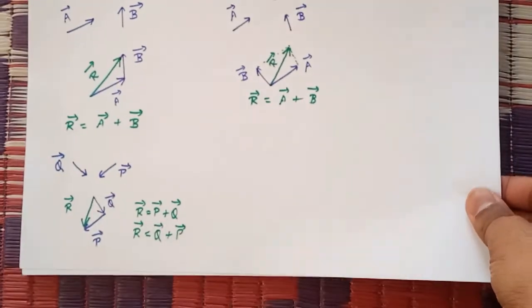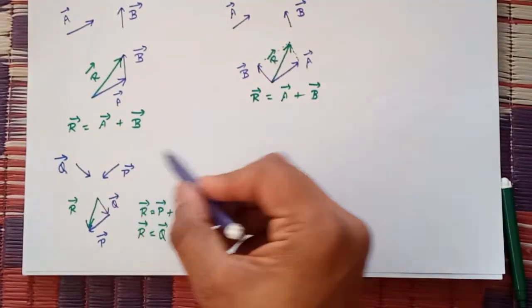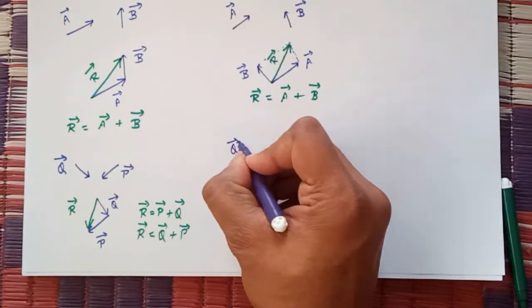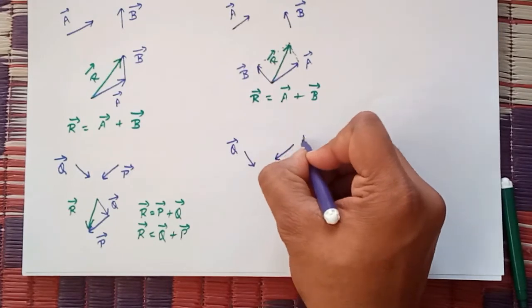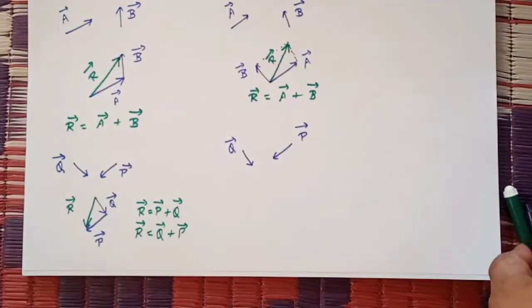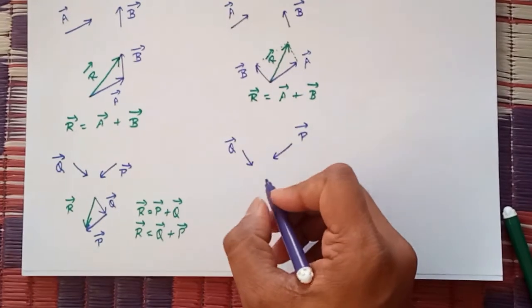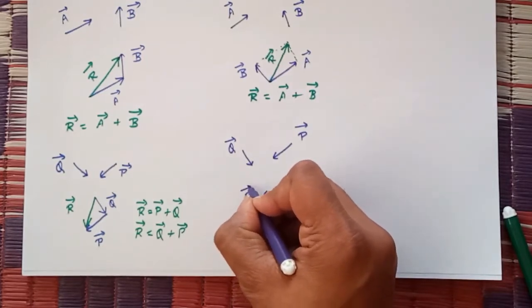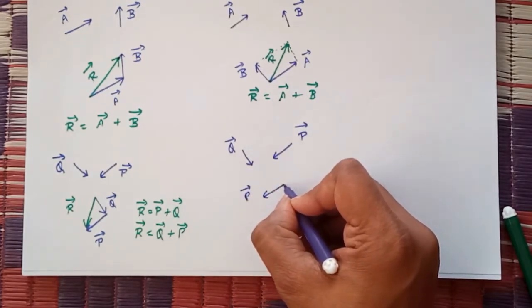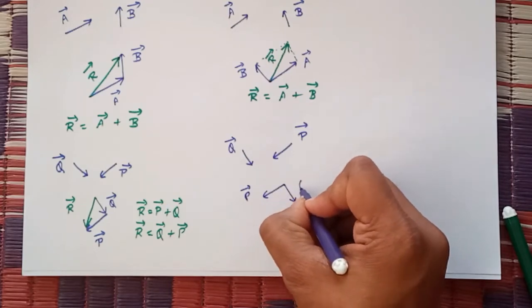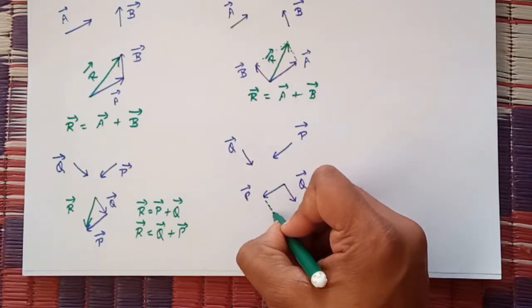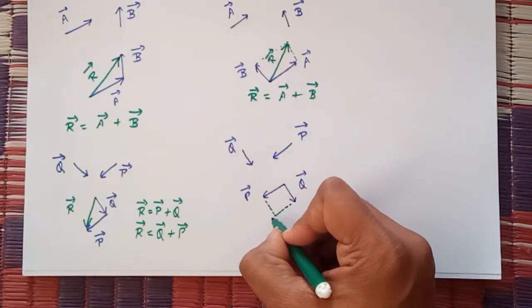Again, for the next same problem, this one is q vector, and this one is p vector. What I have to do is shift these vectors such that they represent the sides of a parallelogram. So I am shifting p vector here, this one is p vector, and q vector here, this one is q vector. And now I have to draw an imaginary parallelogram. This is the imaginary parallelogram.